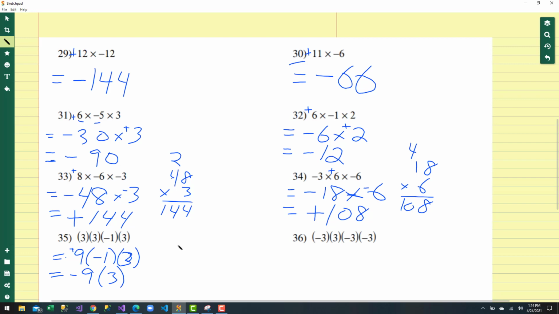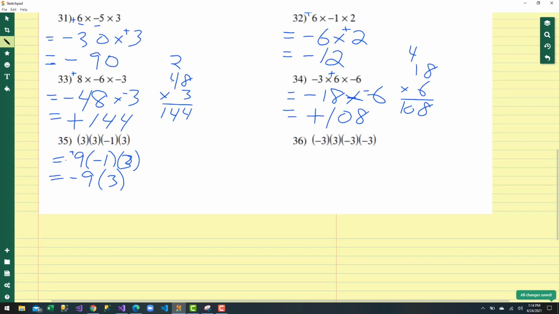And finally, we have negative and positive. So negative 9 times positive 3. Opposite signs, that means answer is negative, and 9 times 3 is 27. Okay, let me show you another trick to this problem.